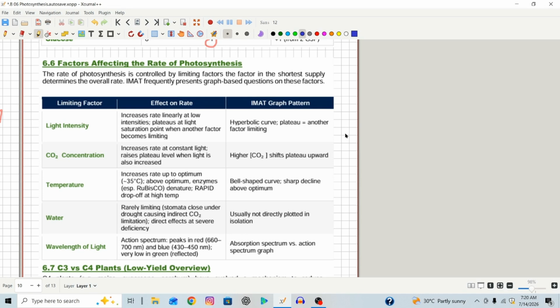The wavelengths of light that are most important are the red spectrum and the blue spectrum. In these spectrums the photosynthesis is maximum. For all the other light spectrums the photosynthesis is minimum, but for red and blue it is maximum.